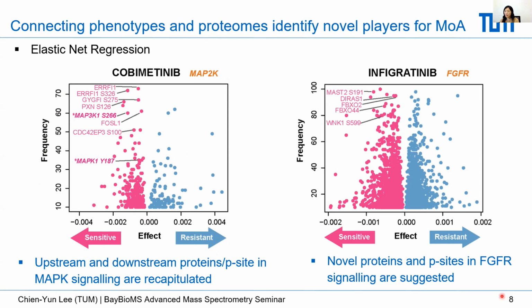In this case, we find a lot of downstream and upstream proteins and phosphosites in the MAPK signaling pathway. We even identify the MAP3K, which is the upstream kinase of the MAP2K. And we also find MAPK1, which is the downstream kinase of the MAP2K. So this analysis pretty well recapitulated the MAPK signaling.